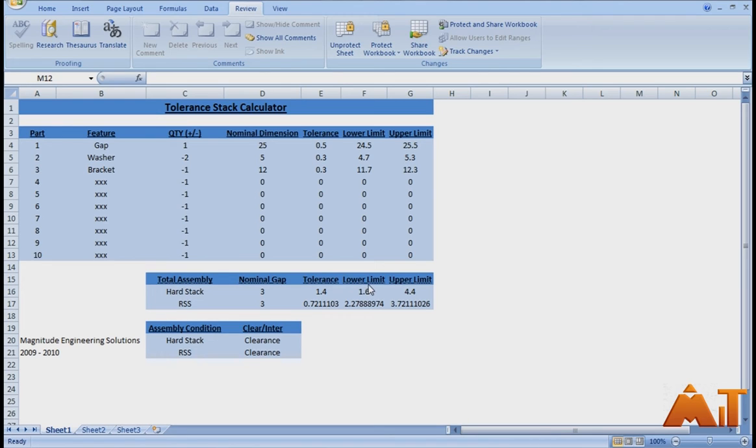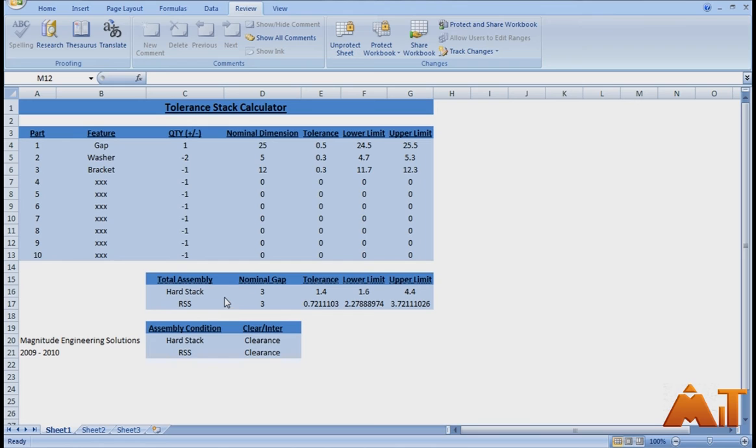What a hard stack is, it is the hard numbers. So you can see that our tolerances here are 0.5, 0.3, 0.3. We have 2.3s. So altogether we have a tolerance of 1.4 with everything stacked on top of each other. An RSS though is more of a statistical stack, and what that means is that you're not going to get every single part at its worst case scenario put together all the time.